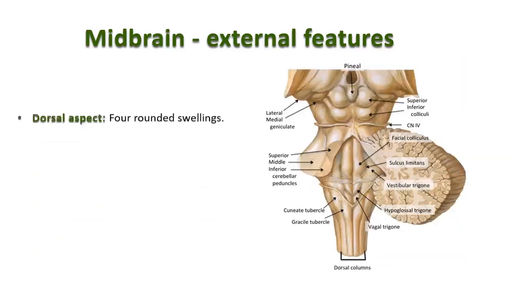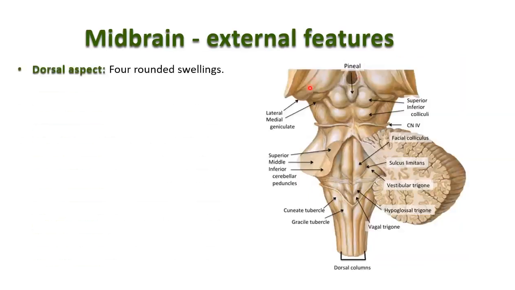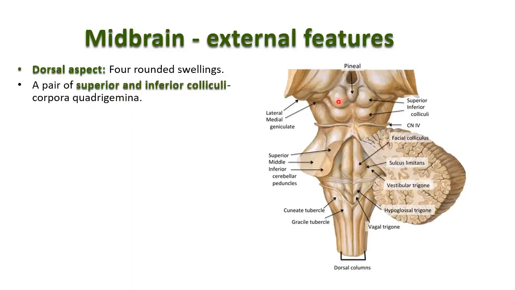Okay, the other features posteriorly, on the dorsal aspect, you are able to see four swellings. These four swellings are called the colliculi. So a pair of superior colliculus and a pair of inferior colliculus, which is called the corpora quadrigemina. The superior colliculus are a visual relay center and the inferior colliculus are auditory relay centers.